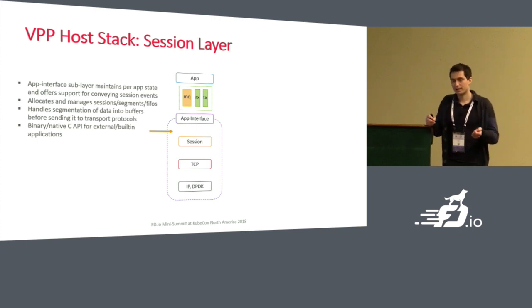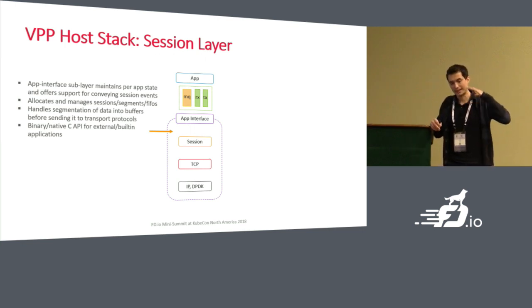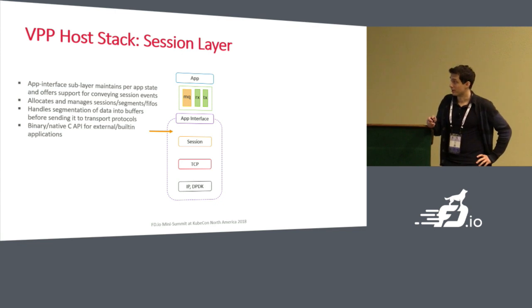Now, layer here may be a bit of a misnomer because with the one notable exception, which is TLS, it doesn't really implement a networking protocol. I think he will talk a bit more about how TLS works in VPP. But nonetheless, the function of the session layer is to facilitate communication between the applications that are northbound and the transfer protocols that are southbound.